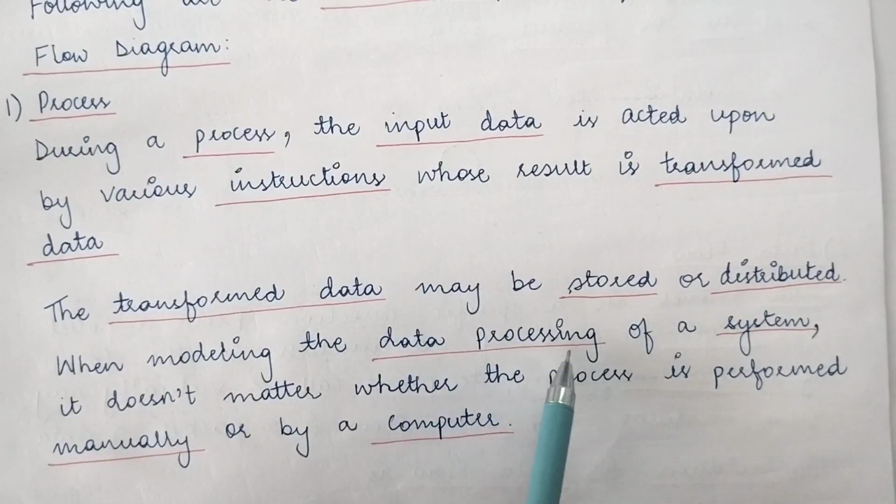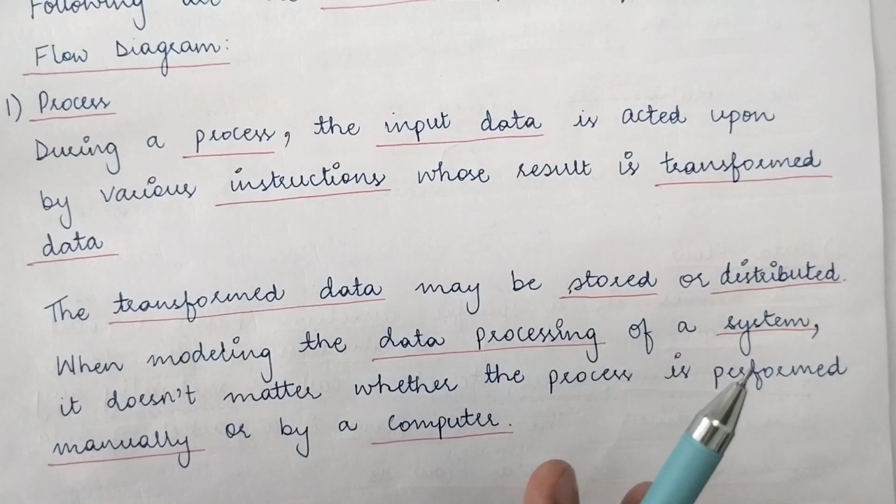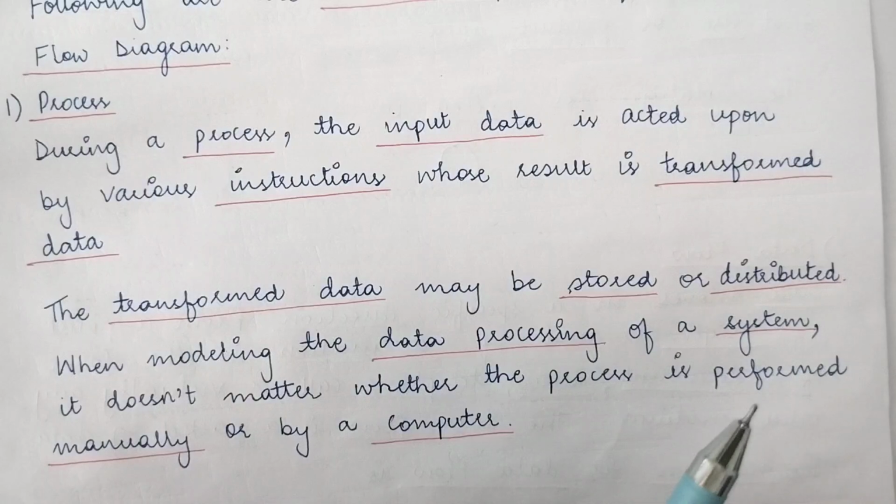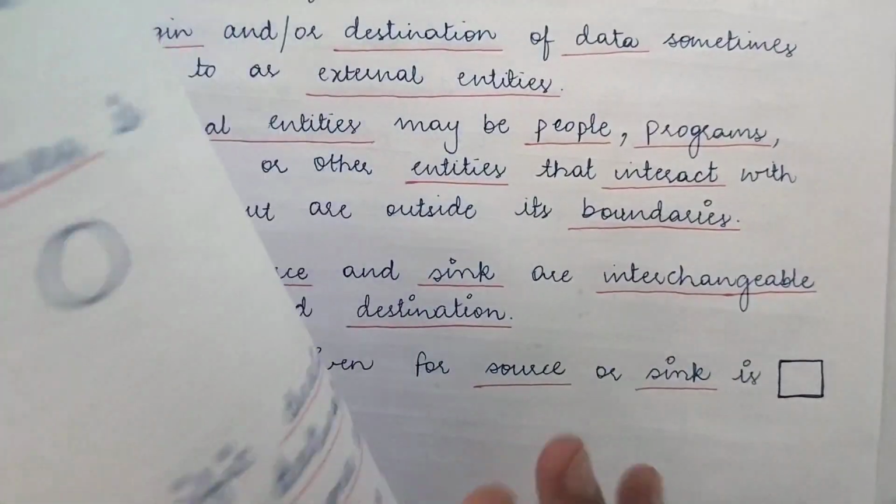When modeling the data processing of a system, it doesn't matter whether the process is performed manually or by computer. Now what is important is what the process is, how the process is taking place. It does not matter whether the process is done manually or by a computer.